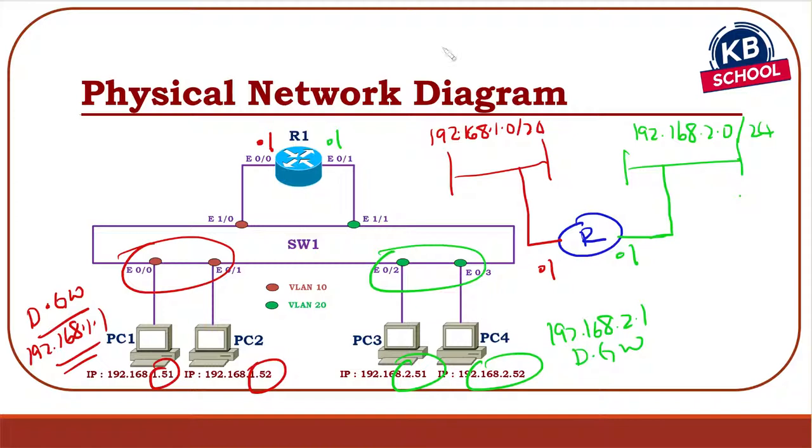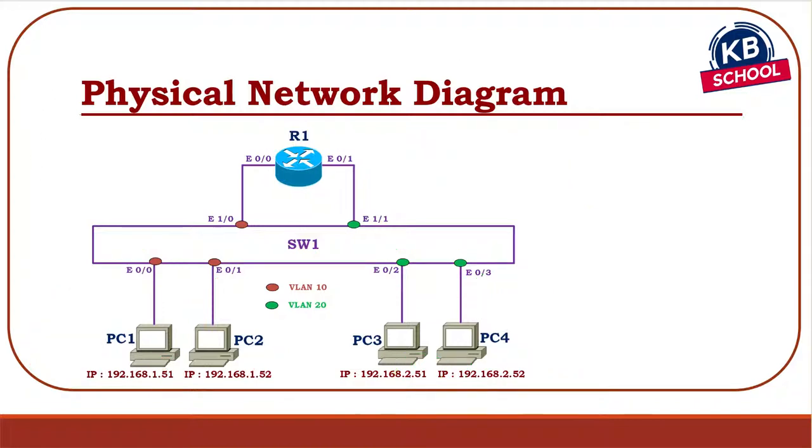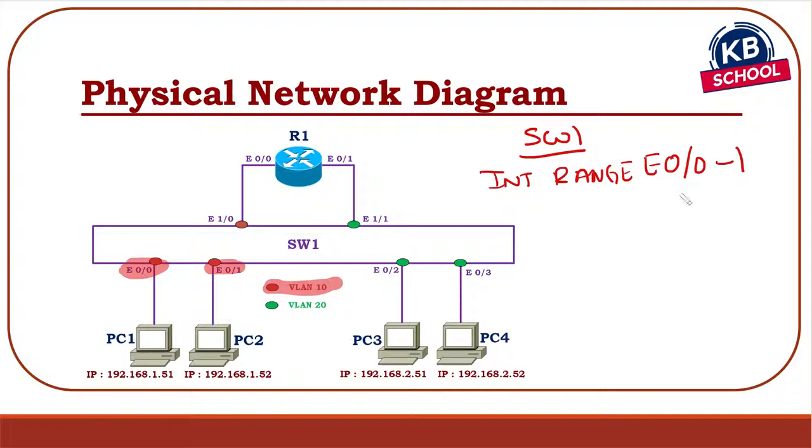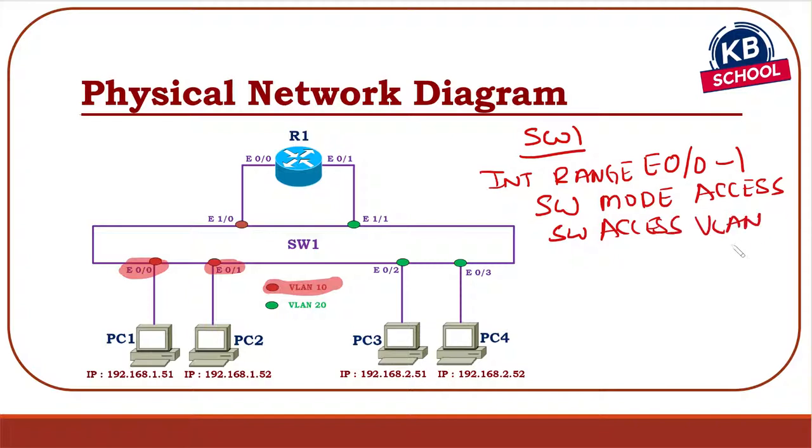How do I go about doing it? Very simple. Just by assigning ports to the appropriate VLANs. I had already gone in and assigned E0/0 and E0/1 to VLAN 10. How did I accomplish that? I'd gone into my switch. In this case, if you look at this physical topology, I would have gone in and said interface range E0/0-1, so 0/0 and 0/1, and I would have done switchport mode access and switchport access VLAN 10 over here. All right, so that would have put these two ports into VLAN 10.